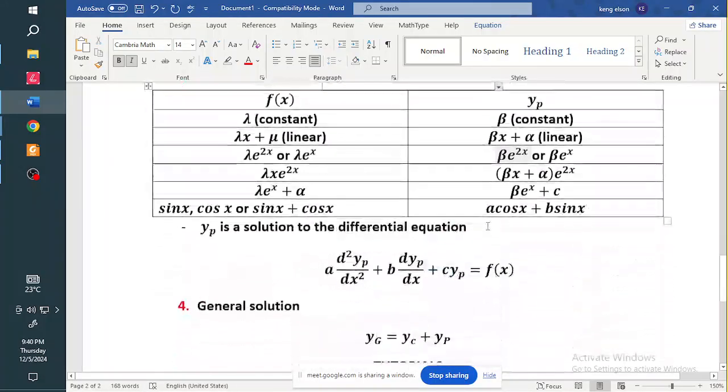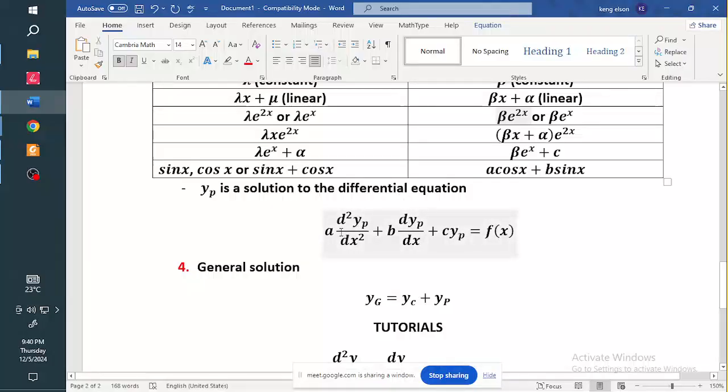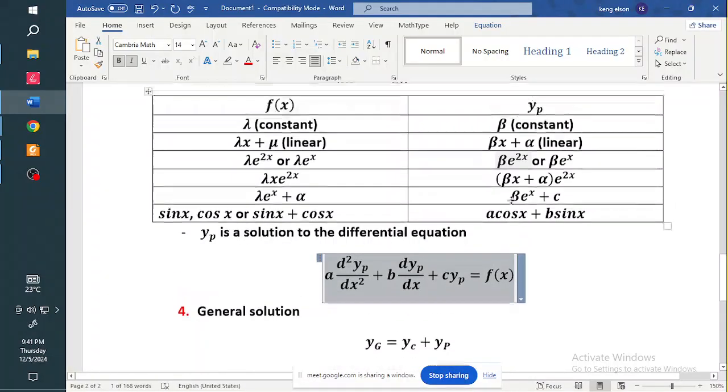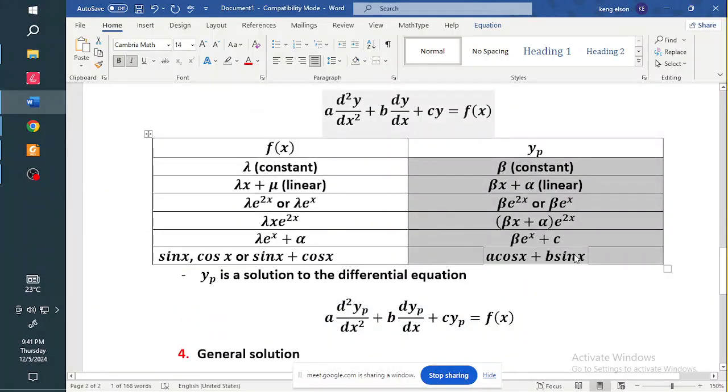So if yp is a solution, it means that a times the second derivative of yp plus b times its first derivative plus c times yp itself must give us f of x. This is what you are going to use to find the various constants in your yp. That's basically what you're going to use to find those constants.